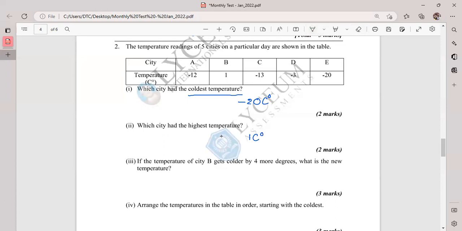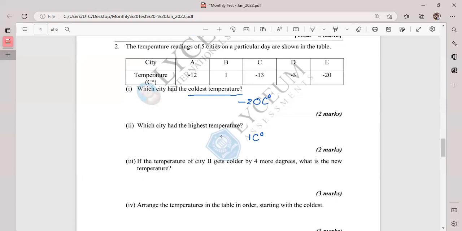If the temperature of city B is 1 Celsius, and it gets colder by 4 more degrees. Children, if it is getting colder, to which direction should we move? To the right side or the left side? Tell me. If it is getting colder, then it should be moving to the left side, right?